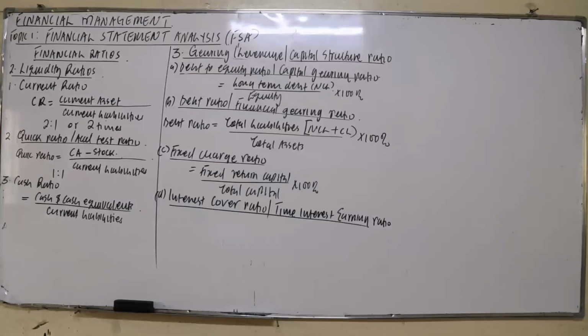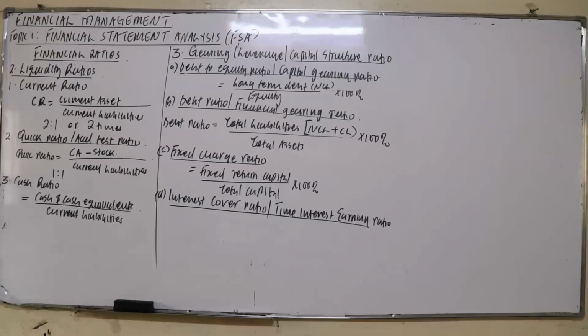This ratio indicates the number of times interest expense can be paid from the operating profit.